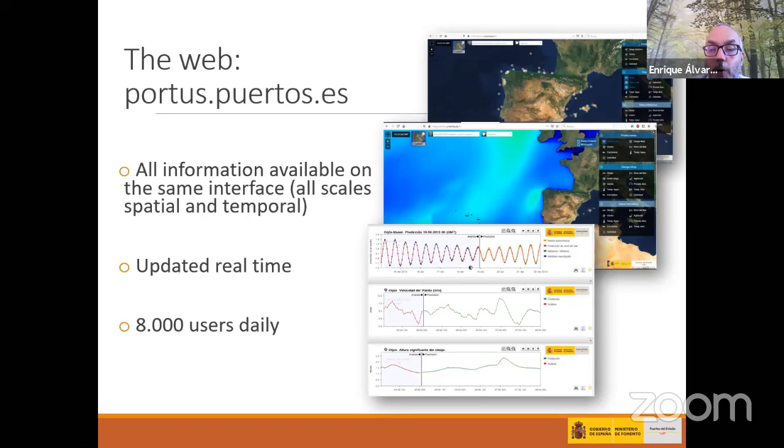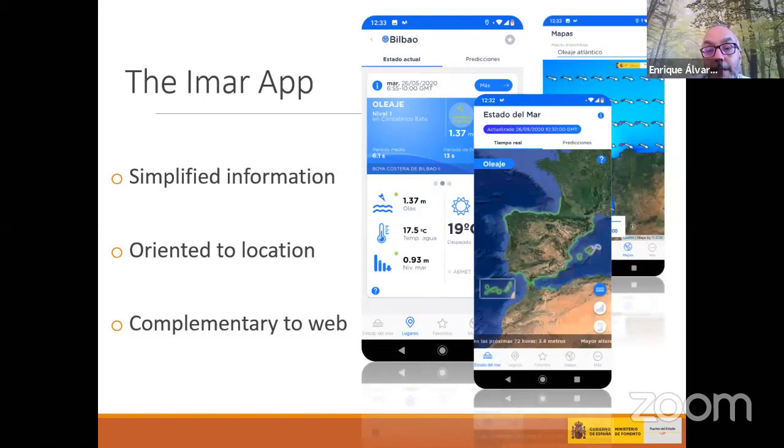I think it's a very good mixture of historical, real time and forecast information. In this sense, mixing all this information in a single place in a GIS interface, it's quite unique. Next is the small brother of Portus, which is the IMAR app.